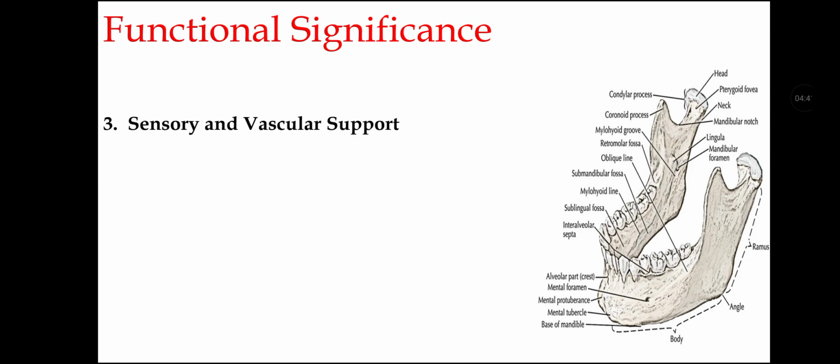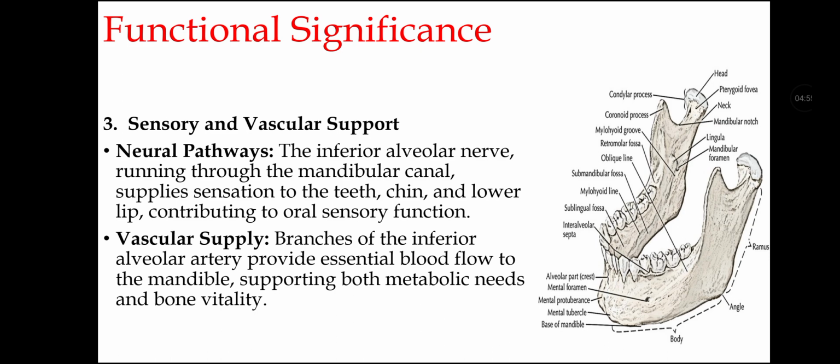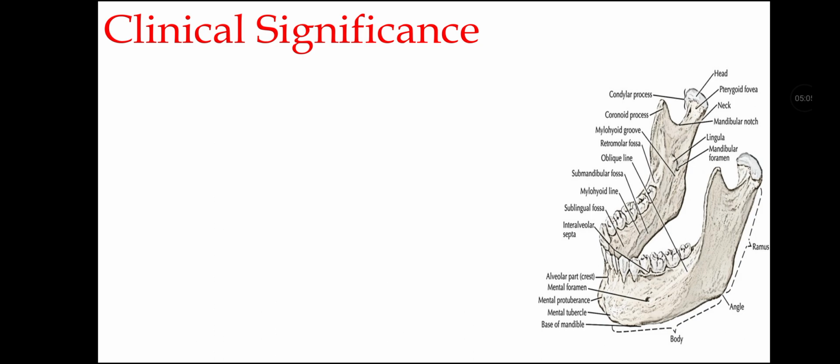Further talking about its functional significance, it has sensory and vascular support. Neural pathways. The inferior alveolar nerve running through the mandibular canal supplies sensation to the teeth, chin, and lower lip, contributing to oral sensory function. Then it has vascular supply, that is by the branches of the inferior alveolar artery that provide essential blood flow to the mandible, supporting both metabolic need and bone vitality.